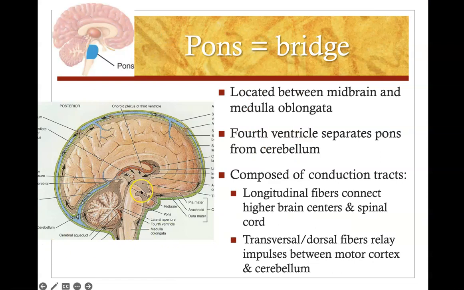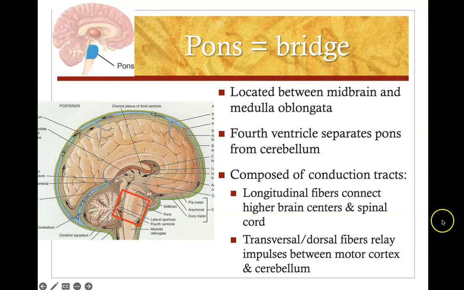Let's go ahead and talk about the next structure here, the pons, which is the second structure in the brain stem. And this is going to be located obviously between the midbrain here and the medulla oblongata right behind it. You're going to see the fourth ventricle right here is going to separate the pons from the actual cerebellum back here.